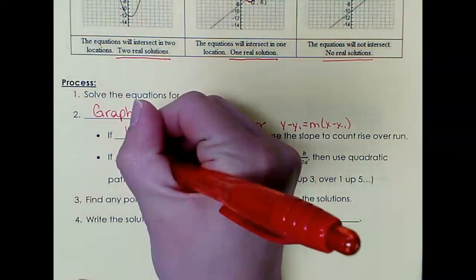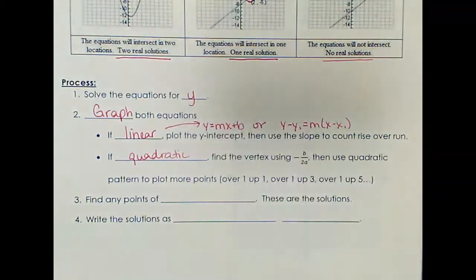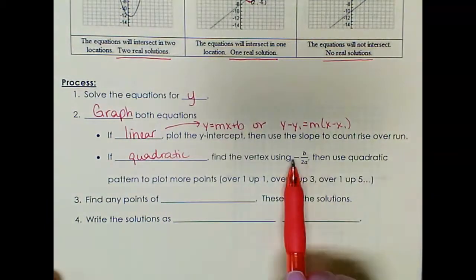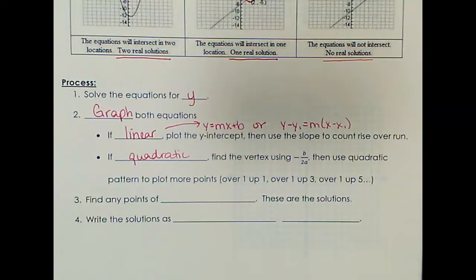If your equation is quadratic, then find the vertex using negative b over 2a, and then use the quadratic pattern discussed in the last set of notes to plot more points. So over 1 up 1, over 1 up 3, over 1 up 5, over 1 up 7. Remembering that if the a value in your quadratic function is anything other than 1, then you're going to have to change that quadratic pattern up a little bit.